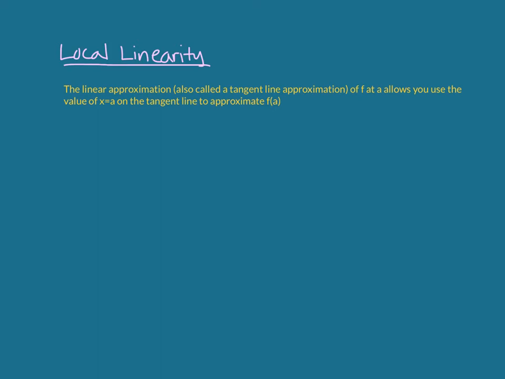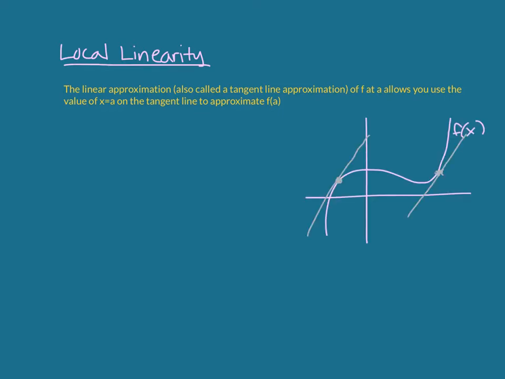I'd like to talk about one important application of finding a tangent line, and it's called local linearity. So we're going to be finding what's called a linear approximation or tangent line approximation. Basically, what it's going to allow you to do is approximate the value of a function at a certain point. So I drew a little picture.